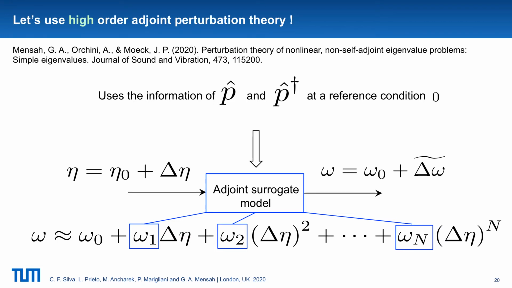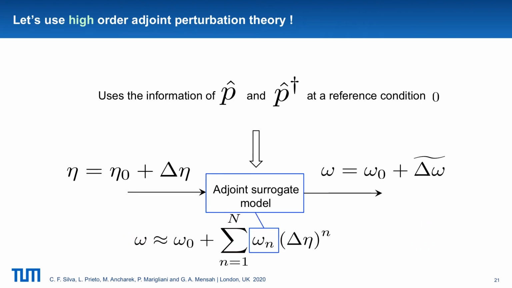So what is the idea now? Instead of having this first order expansion, as I showed you before, we will consider many terms in the expansion. To give you an idea, in this work we have 16 terms. But the idea remains the same. We have the direct and the adjoint eigenmodes that are used to build these coefficients omega 1, omega 2, omega n. All this expression can just be represented by a sum. And these are then the quantities of interest.